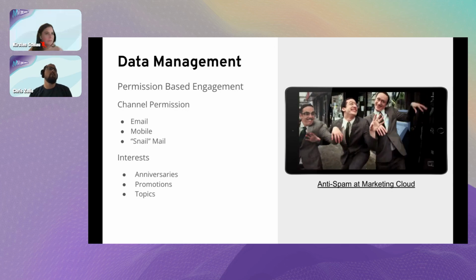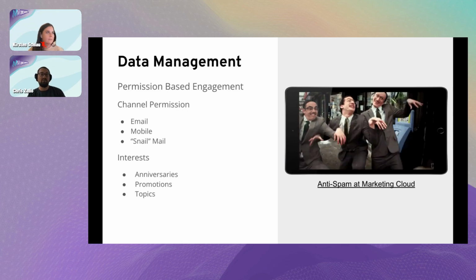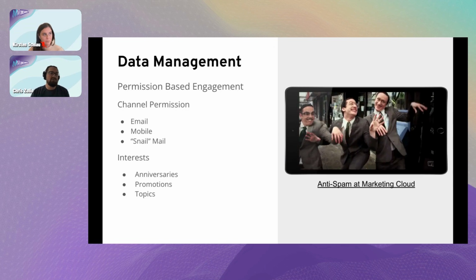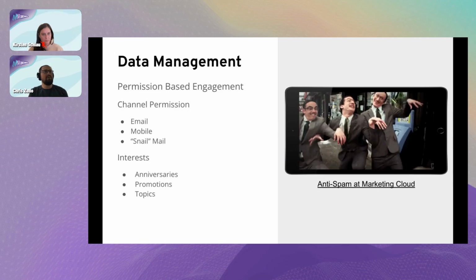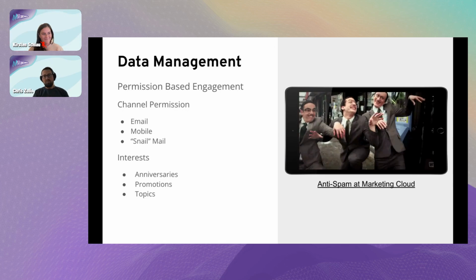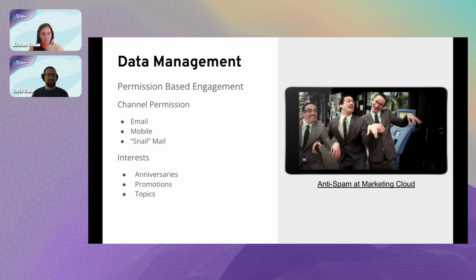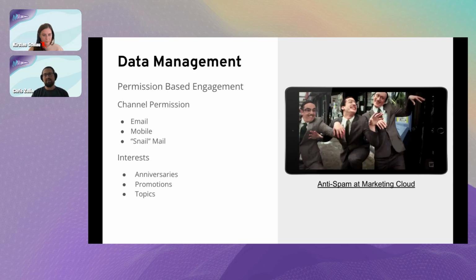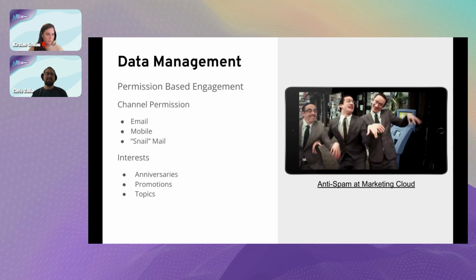Then there's interest: what do I want you to contact me about? Do I want you to remind me about anniversaries, could it be a contract anniversary, or could it just be, hi, I got married and I want to be rewarded. Promotions, topics, all of these are different. You should track these, and you should always have permission. Don't assume. Implied doesn't count.